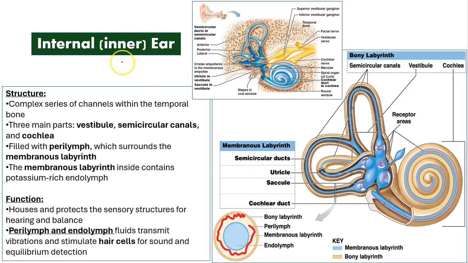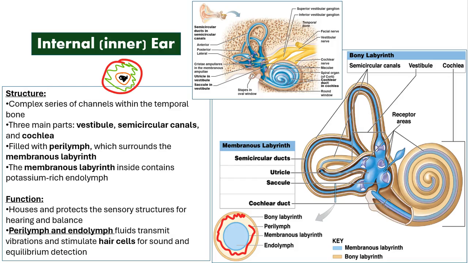So if you want to draw this on your own, you say, okay, here's the bony part, and here's the membranous part, and then surrounding the membranous part is the perilymph, and then inside of the actual membrane is going to be the endolymph. There you go. What's the whole purpose of this? It's to house and protect the sensory structures for hearing and balance. So that's the whole goal.